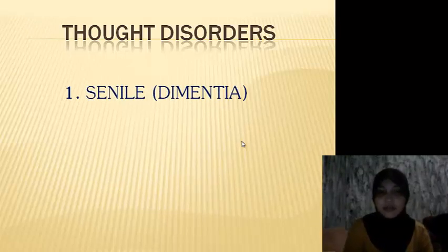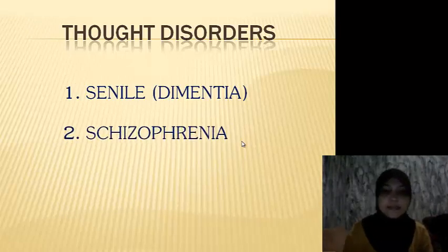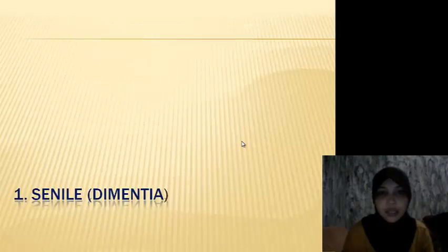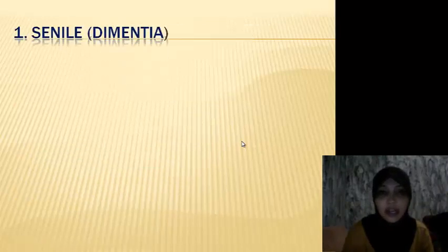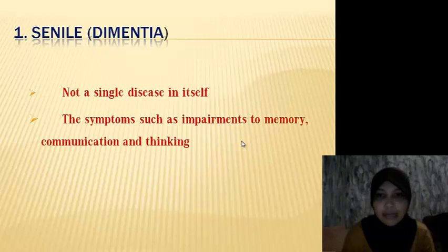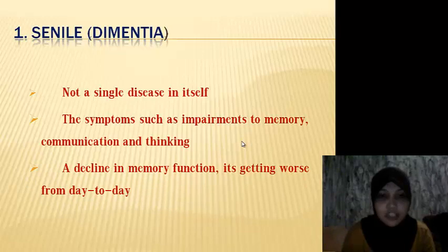There are three parts of thought disorders. The first is senile or dementia. The second is schizophrenia. The third is depression. Okay, the first is senile or dementia. Dementia is not a single disease in itself, but the symptoms such as impairments to memory, communication, and thinking. Dementia is a decline in memory function. It's getting worse from day to day.